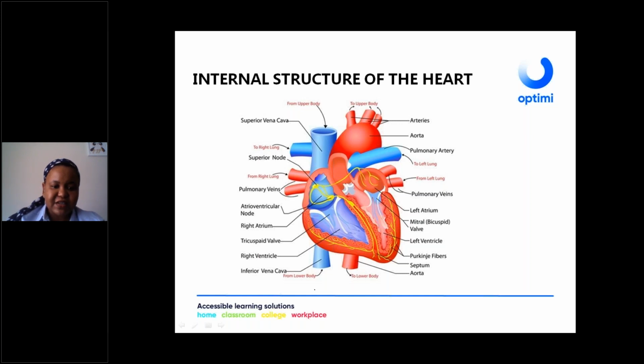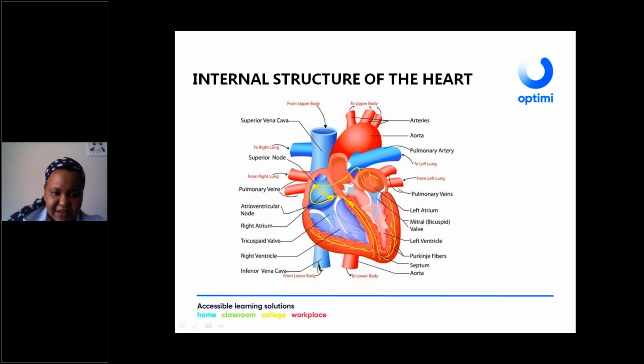Okay. So this is where the deoxygenated blood will travel. We have the superior vena cava on top there that transports blood from the upper body, and then we have the inferior vena cava there that will be transporting blood from the lower body. Okay, and then we have our lower chamber, which is the right ventricle, and our upper chamber, which is the right atrium, right?